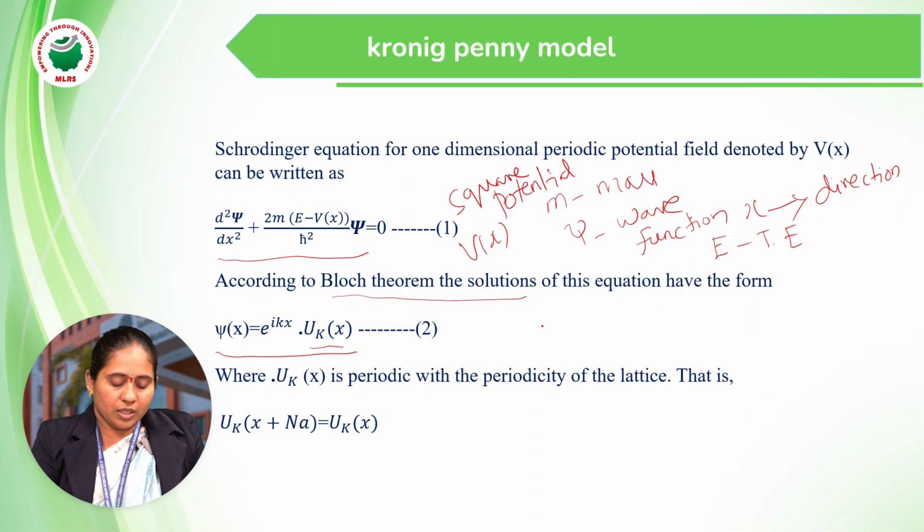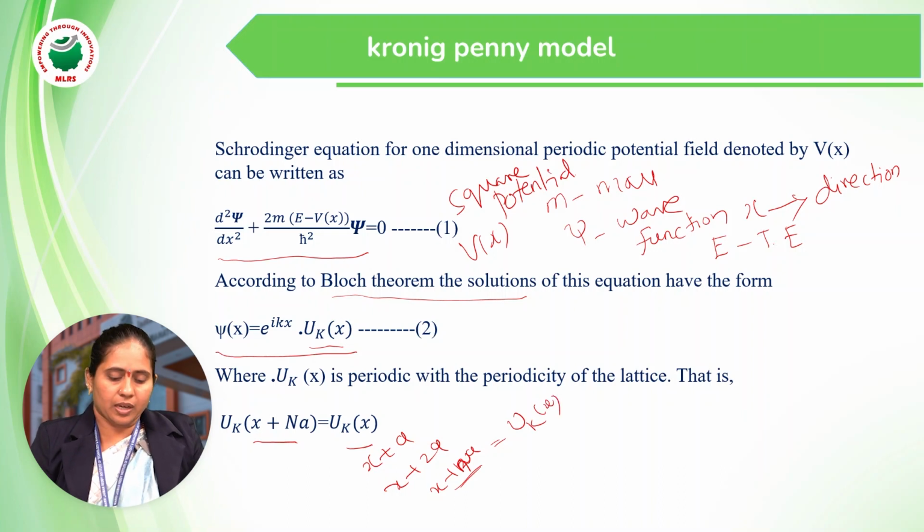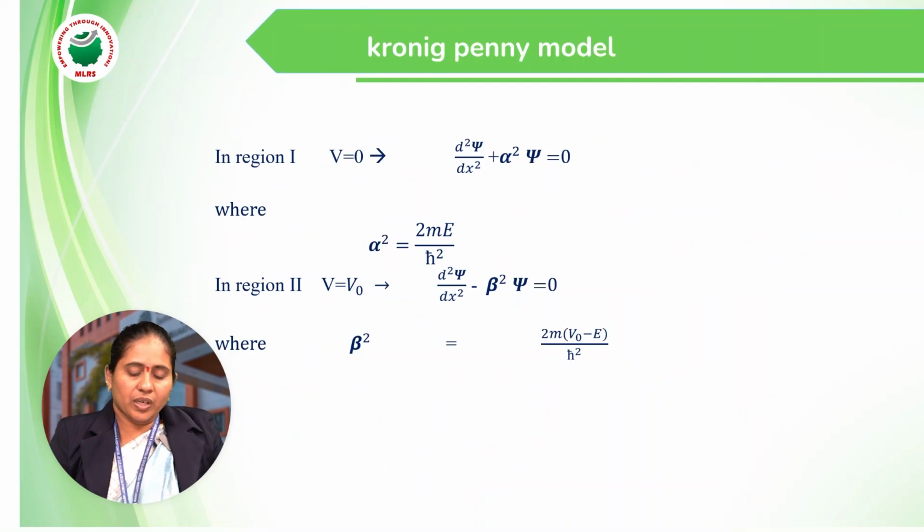So u_k(x) is the modulating function, which is also periodic, that is u_k(x + na) = u_k(x). So if the particle is at x, x + a, x + 2a, x + 3a, so n number of particles are moving, so na, whatever the particle number, the potential is constant, that is u_k(x). This is the solution of the wave equation taken by Kronig, similar to the Bloch theorem. In this we have two regions.